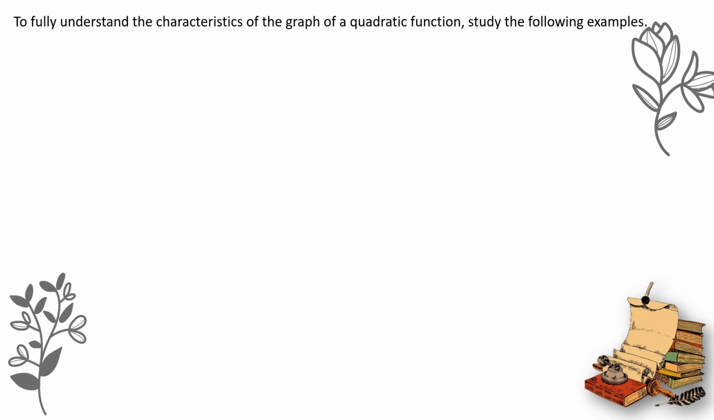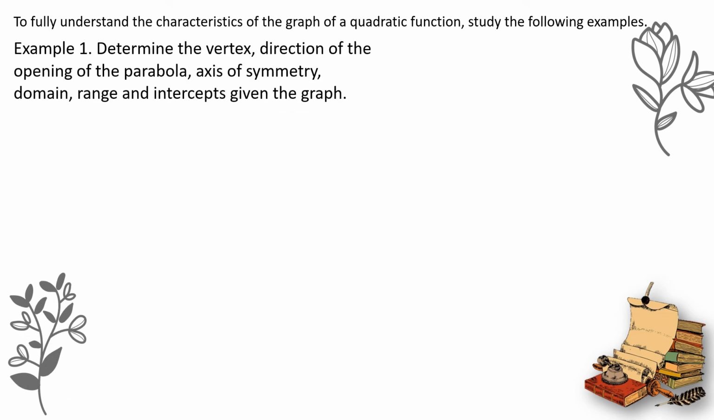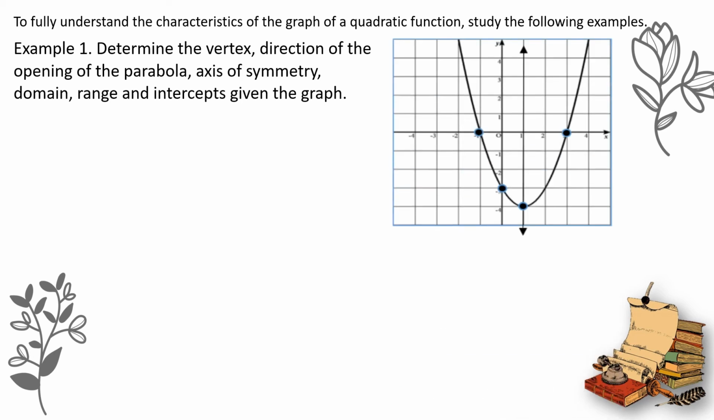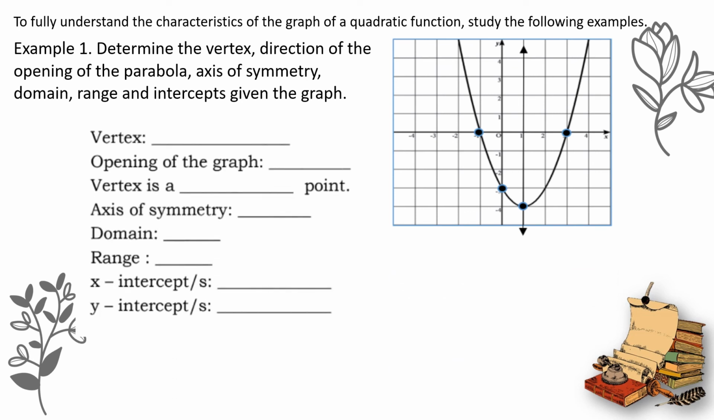Let's proceed. Another example. To fully understand the characteristic of the graph of a quadratic function, study the following example. Number 1, we need to determine the vertex, direction of the opening of the parabola, axis of symmetry, the domain, range, and intercepts given the graph. So, given po dito ay yung graph. Kailangan po nating alamin yung mga characteristics niya: yung vertex niya, opening of the graph, vertex is a blank point, minimum ba yan or maximum po ba yan? Axis of symmetry, the domain, the range, the x-intercepts, and the y-intercept. Proceed tayo.